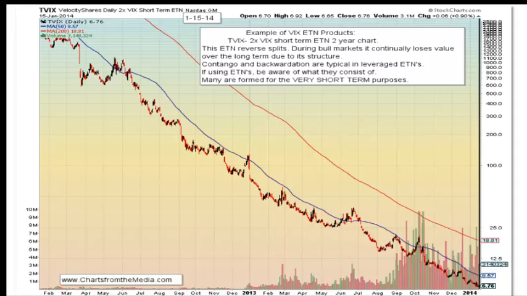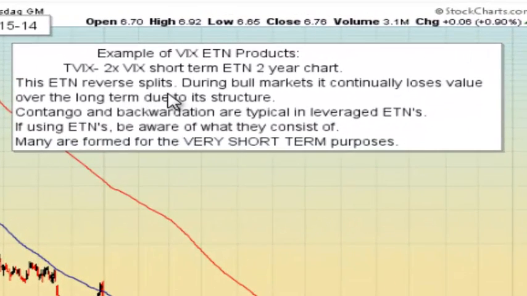Now, the VIX can be traded in many different ways, and there are a lot of companies that have different products out there where you can trade it. This one in particular, we're going to look at, it's TVIX. It's a 2 times leveraged VIX short-term ETN, and this is the 2-year chart. This ETN does reverse splits. During a bull market, it continually loses value over the long term due to its structure. Contango and backwardation are typical in leveraged ETNs.